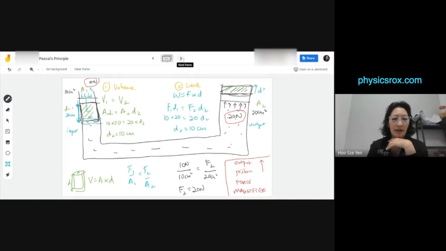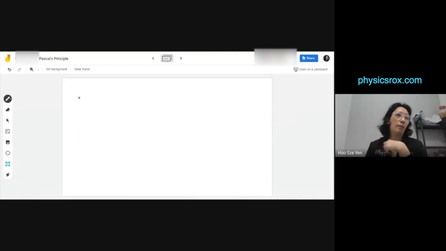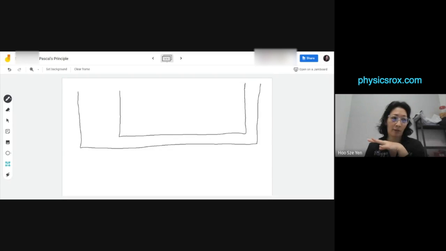Okay, so extra information, not in your textbook, but I think as physics students, you should be aware of this as well. I'm going to slide number six. If you do the opposite, so far I've been talking about output piston being the larger one, input piston being the smaller one. And that's the focus for SPM, by the way. The input is smaller, output is larger. What if we reverse it? I keep thinking output because I'm so used to doing that in my classes. If the input now is a larger one and output is a smaller one, very unusual, but possible.